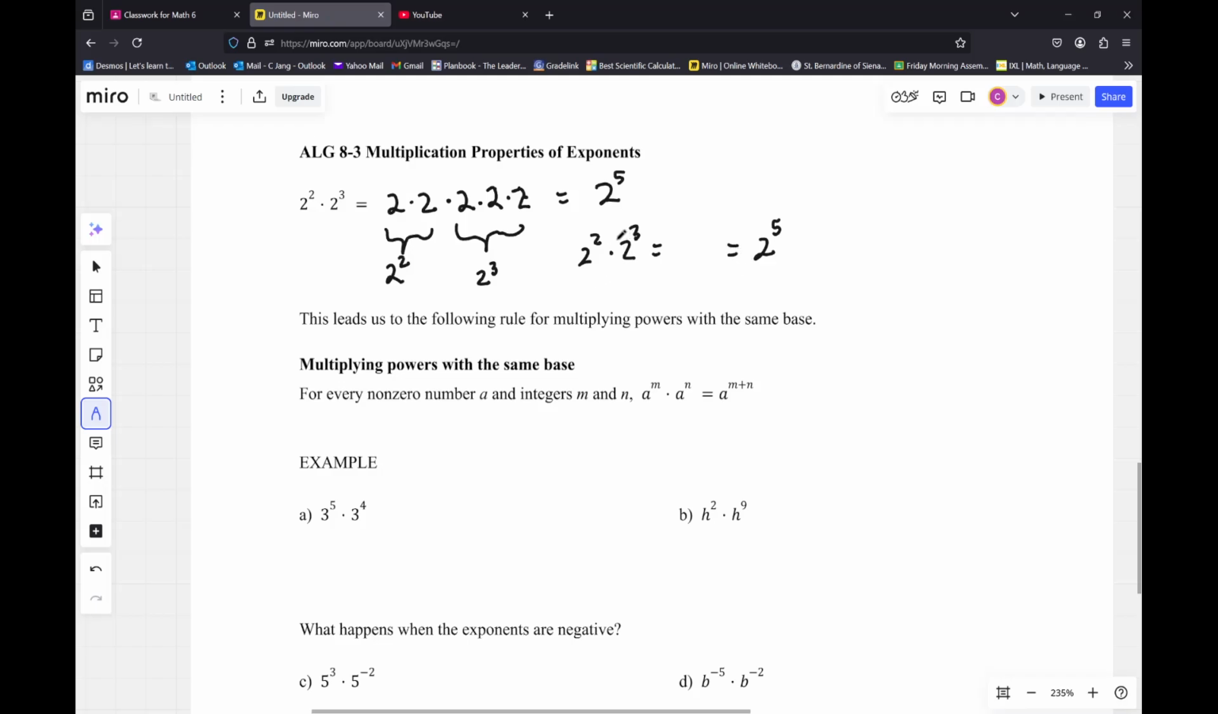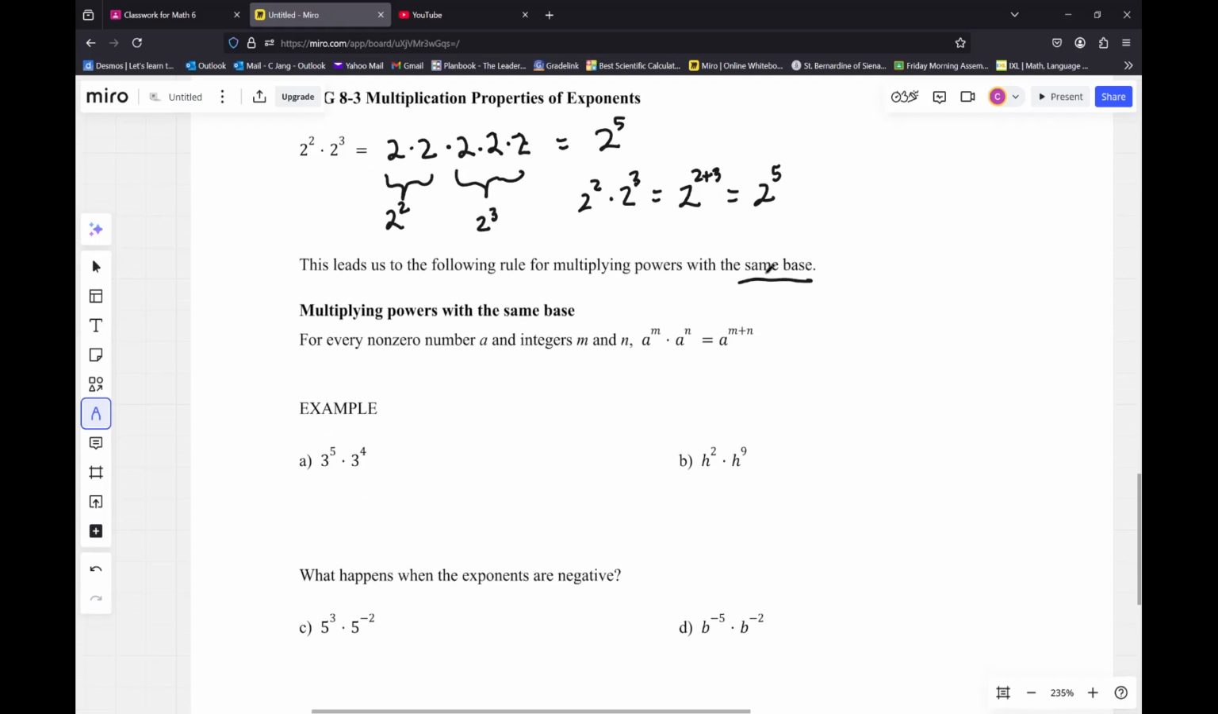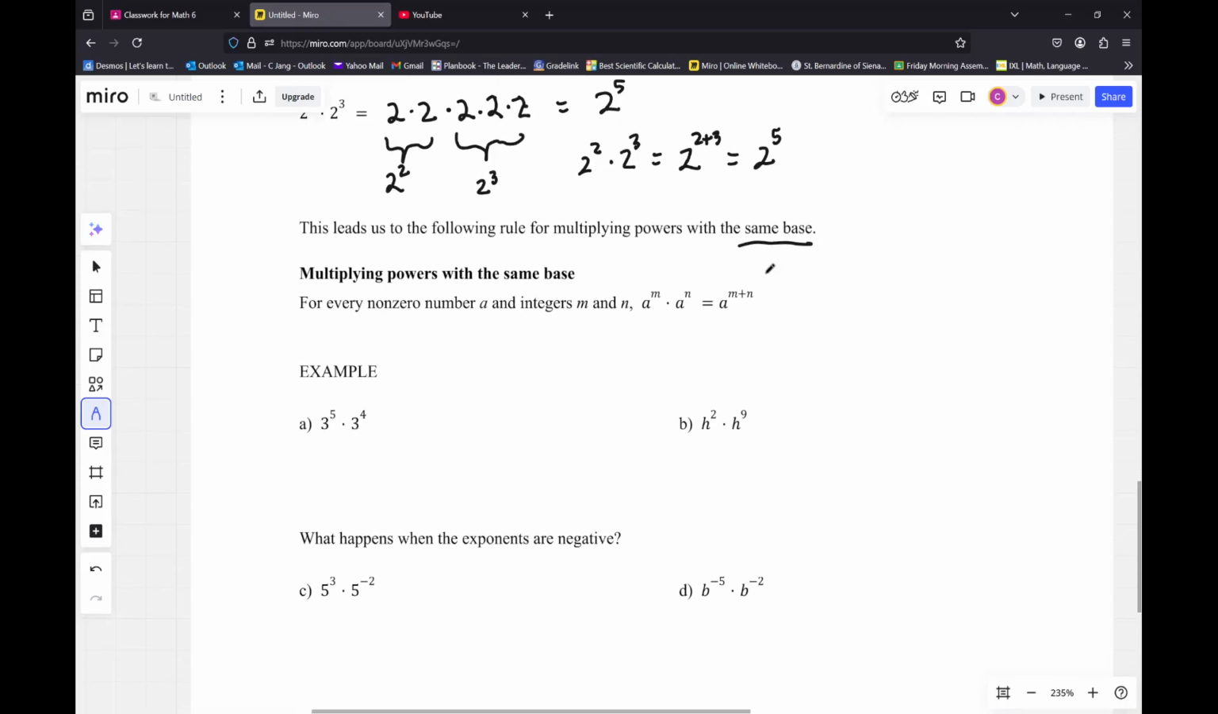What's going on? Well, how do I get 5? The bases stay the same. How do I get 5 from 2 and 3? Well, obviously, I am adding 2 plus 3, and that gives me 5. So this gives us the following rule for multiplying powers with the same base. Now, this only works on powers with the same base. For every non-zero number a, and integers m and n, a to the m times a to the n, so notice these have the same base a, equals a to the m plus n.